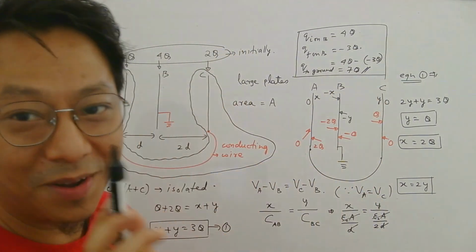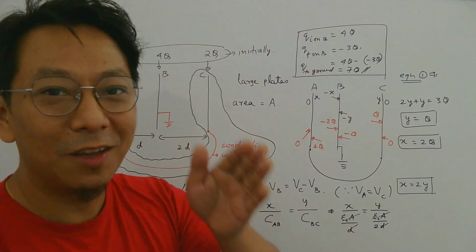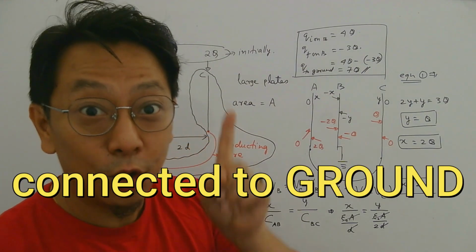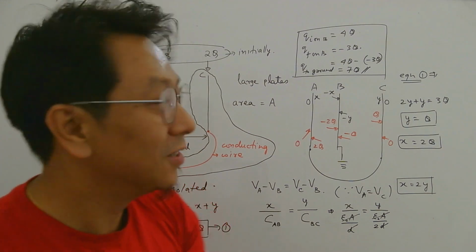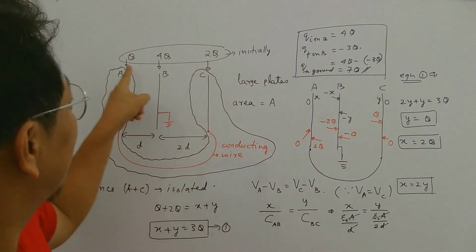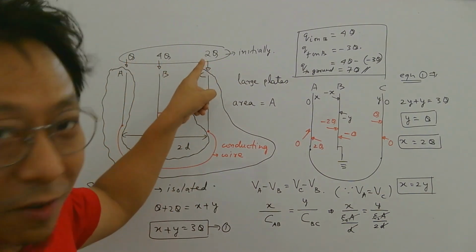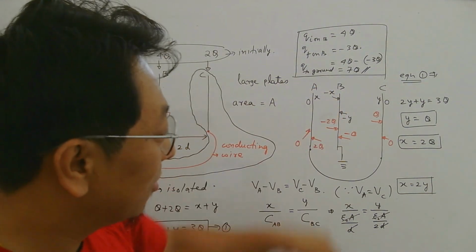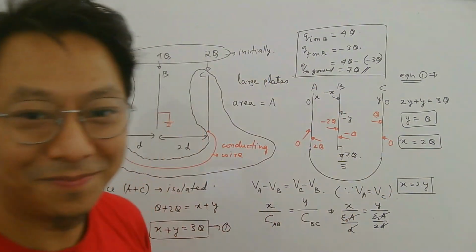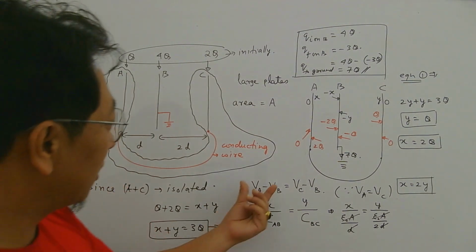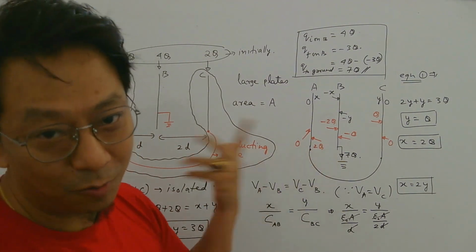And if you remember, I told you before that whenever one of the plates is connected, the total charge on the plates will go to ground, isn't it? So what is the total charge on the plates? q, 4q, 2q is 7q. And we found 7q goes to ground. Right?